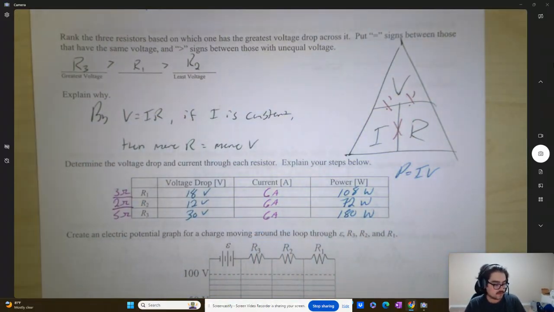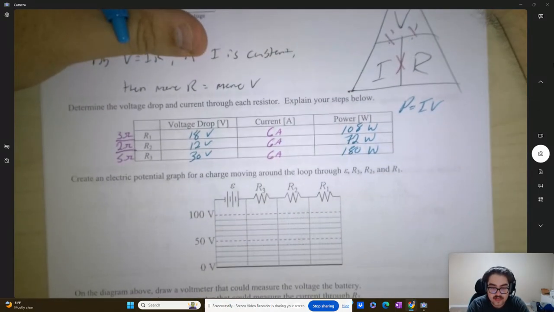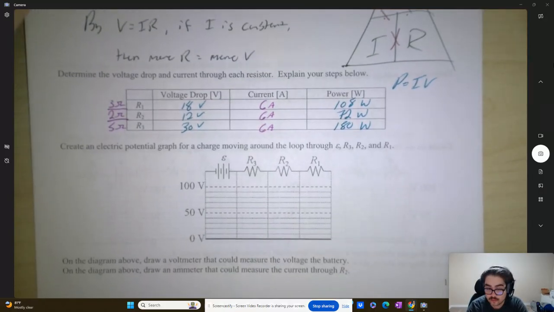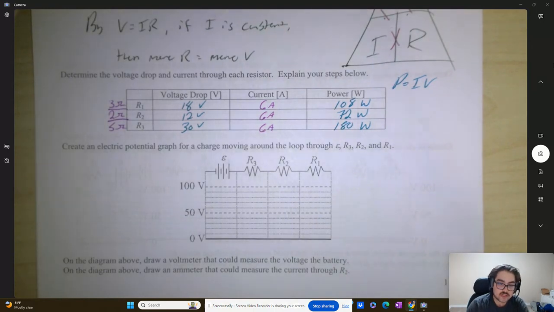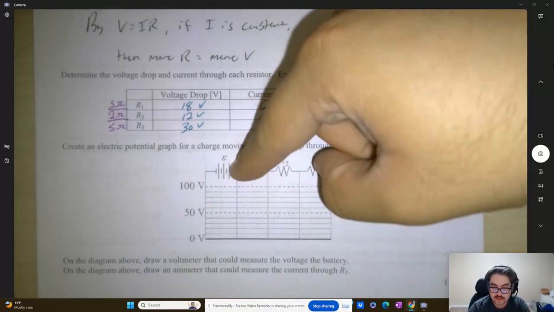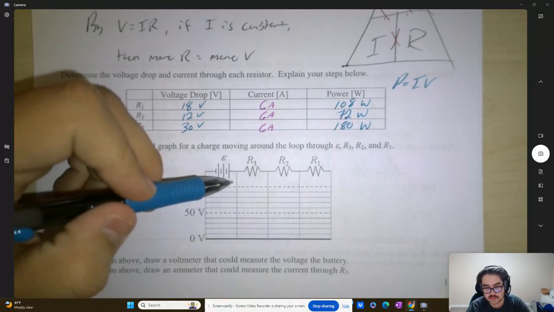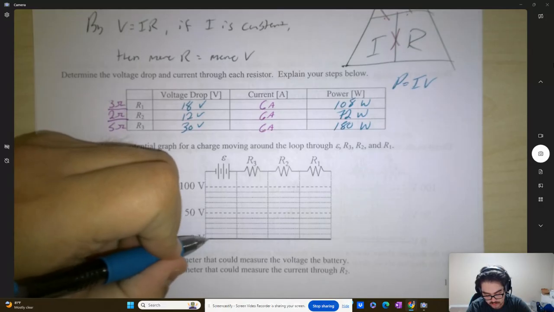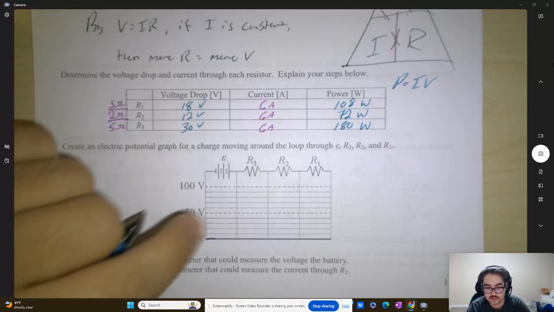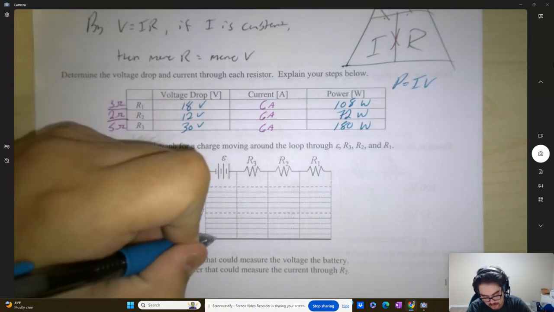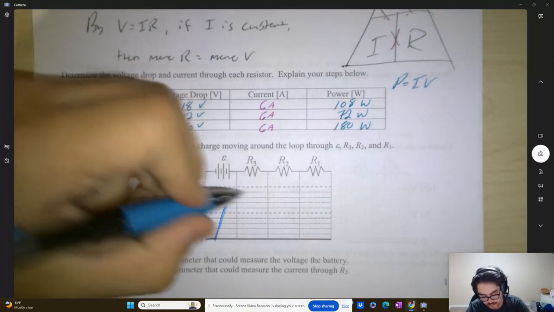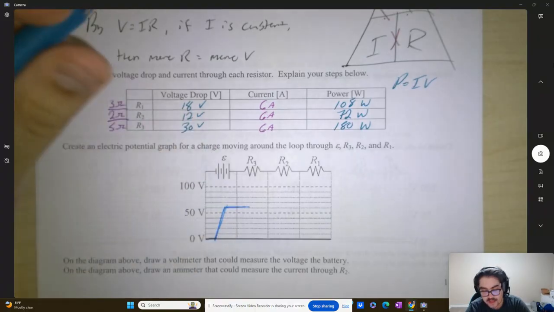Now what we're going to do is fill in this electric potential graph. If you haven't seen how to do one of these yet, it's pretty simple. We're just graphing the electric potential, or the voltage, for a charge as it moves around the loop. It starts out at the battery and goes through resistors in order 3, 2, 1. Starting out, it should have 0 voltage, but when it goes through the battery, it jumps up to 60.